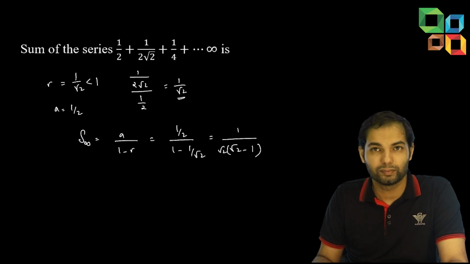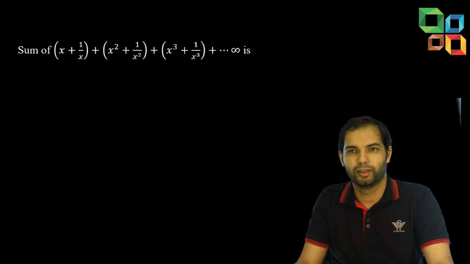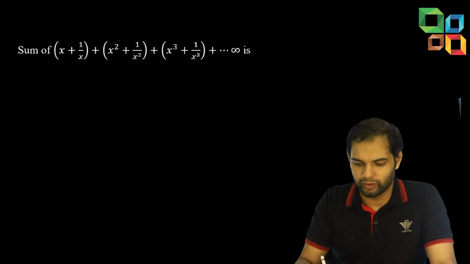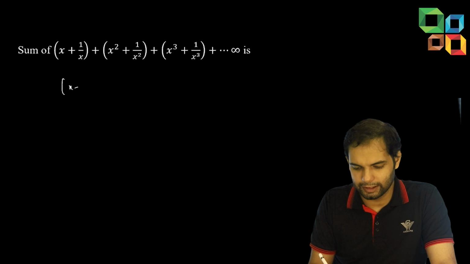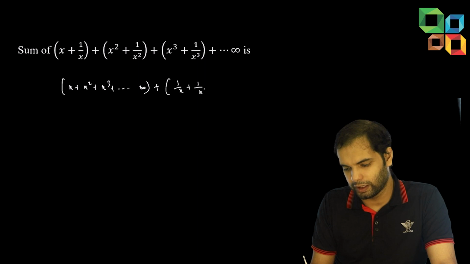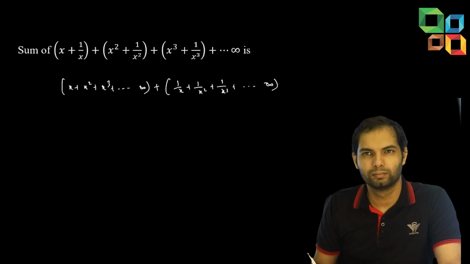Is it fine? Yes, sir. Okay. Yes, Niyam, tell me how to proceed. So we can separate the brackets. You mean x plus x square plus x cube up to infinity. Then 1 by x plus 1 by x square plus 1 by x cube up to infinity. Okay, what next? Then we have to use the formula.